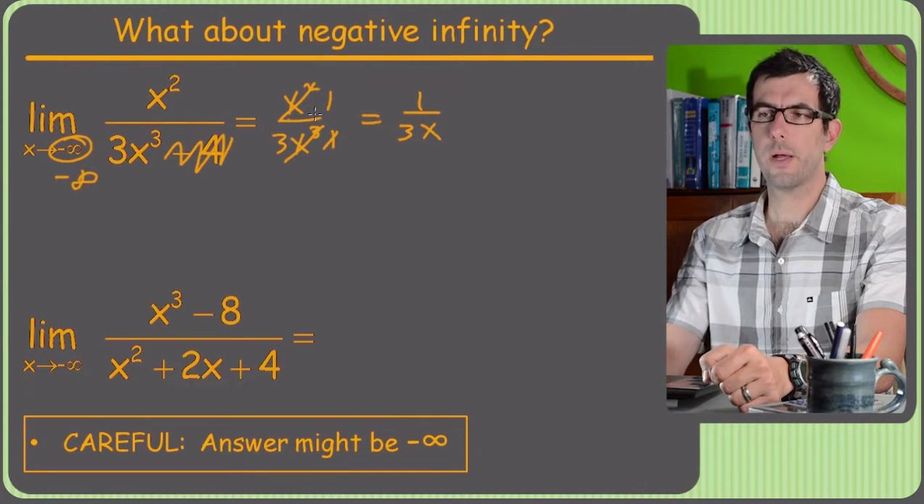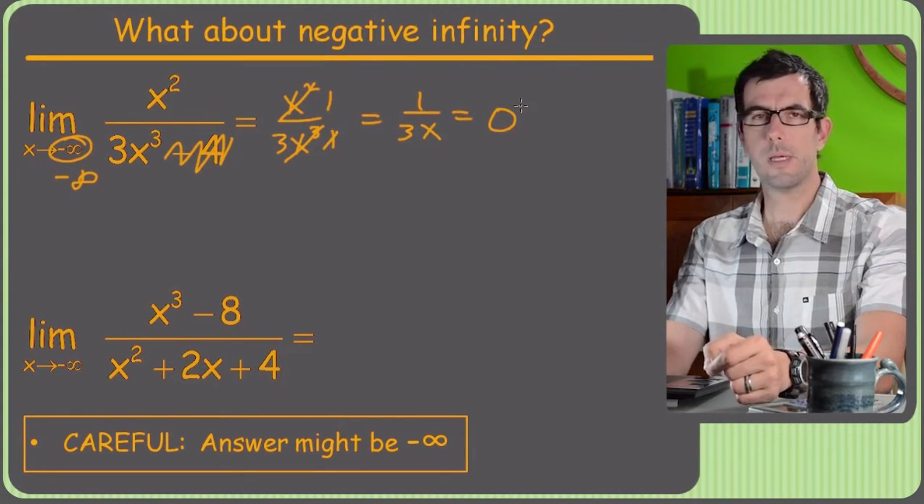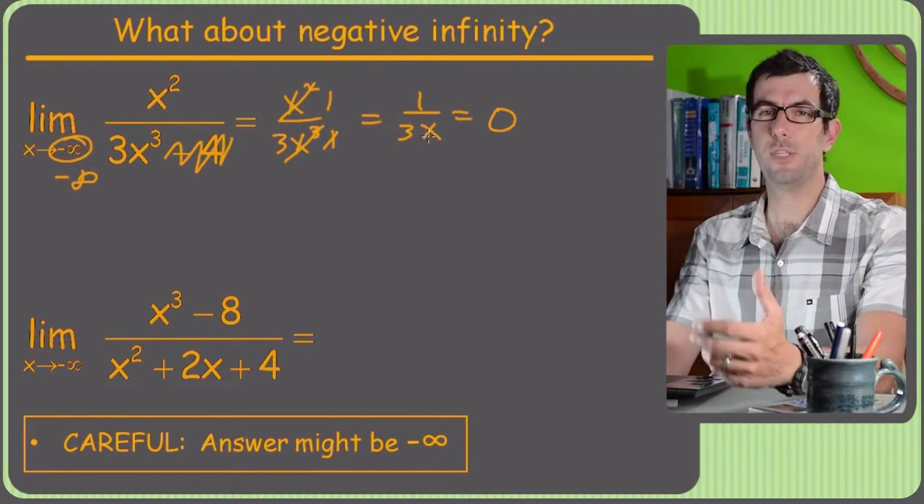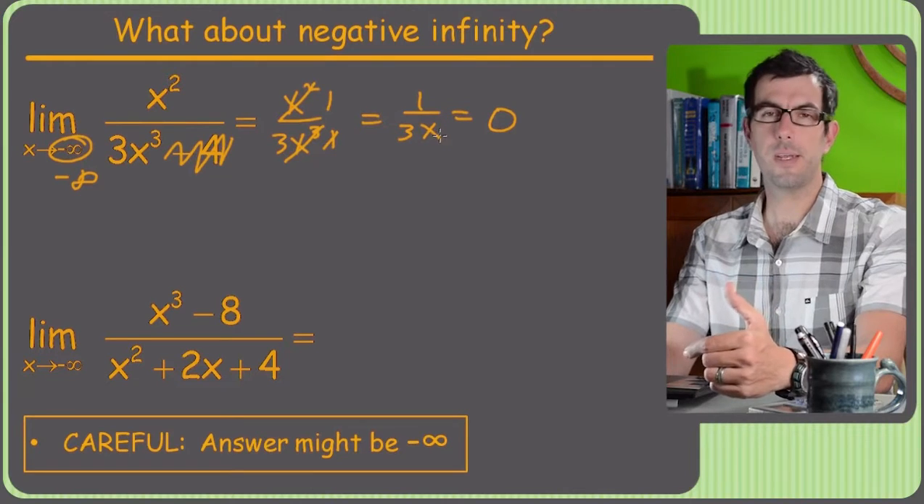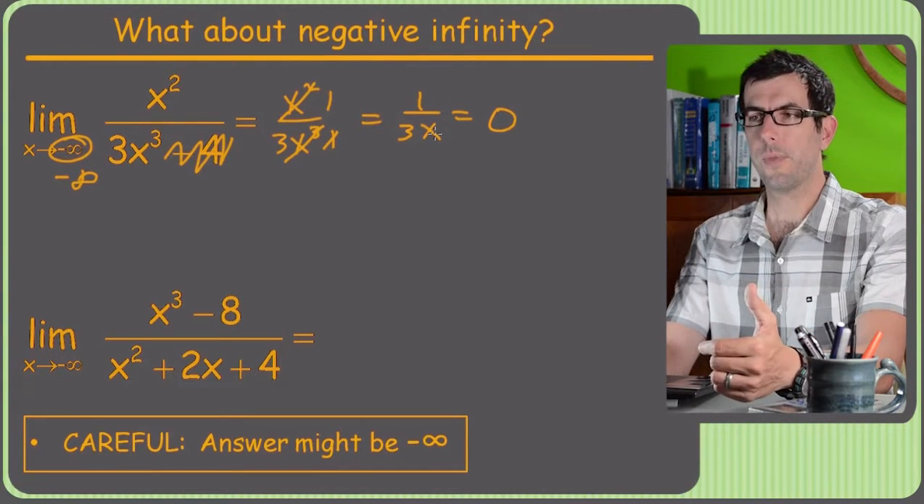And 1 over 3x, plug in negative infinity, and you get 0. So it turns out if the denominator is massive, like bajillions, whether it's infinity or negative infinity you're plugging in, either way you got 0.